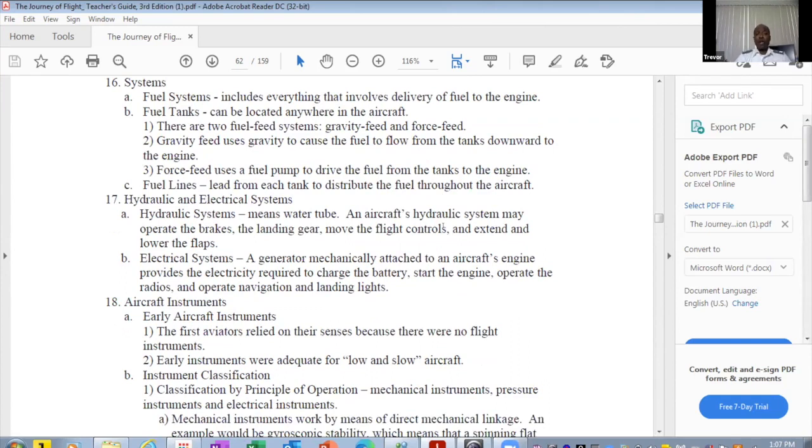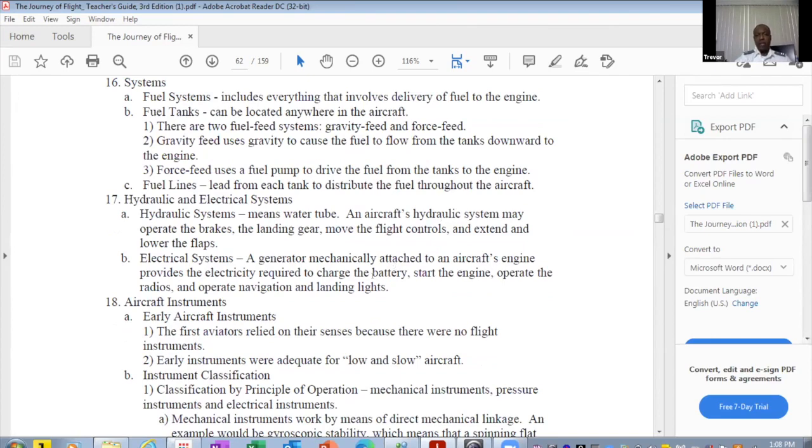Now, the hydraulic and electrical systems. I know we're talking about systems of the aircraft. So again, when we talk about systems, we're really talking about engines, brakes, lights, hydraulics, AC, electrical systems, electronics, avionics. The hydraulic systems means water tube.